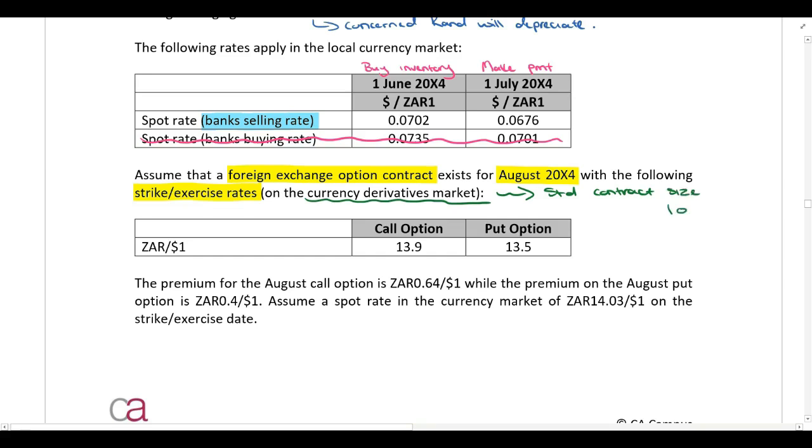of 1,000 US dollars. Then I give you the information for a call option and also the information for a put option. And we are then told that the premium for the August call option is 0.64 cents and the premium on the put option is 0.4 cents. And you can assume that the spot rate in the currency market is 14 Rand and 3 cents on the strike or exercise date.